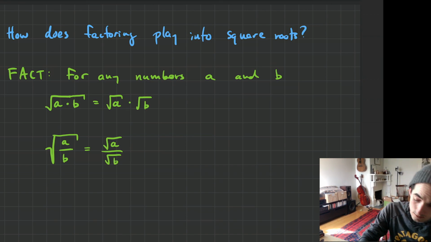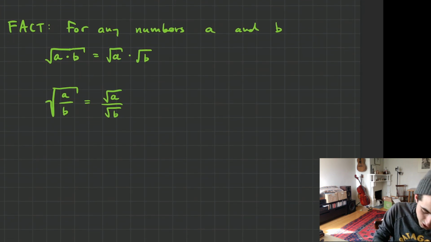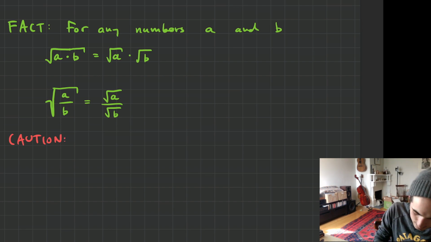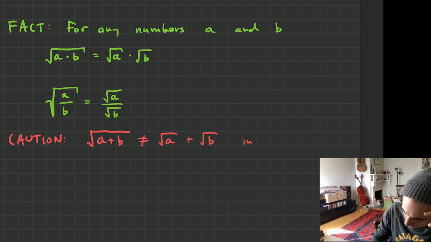Now I'll give you another caution. The square root of A plus B is not equal to the square root of A plus the square root of B, in general.